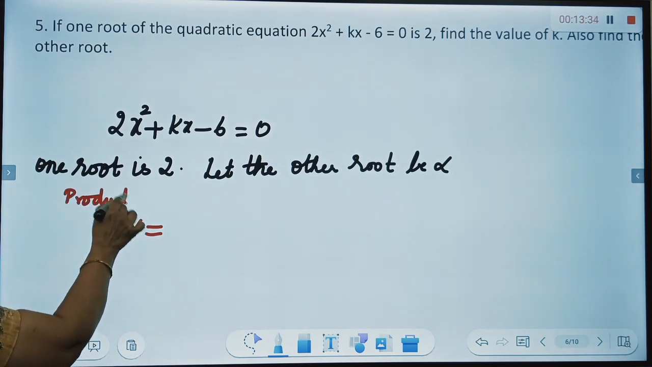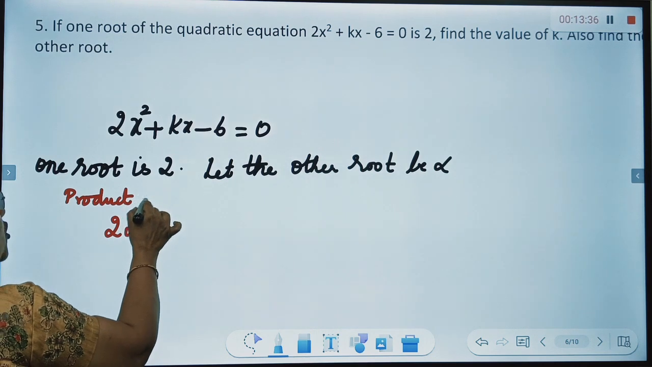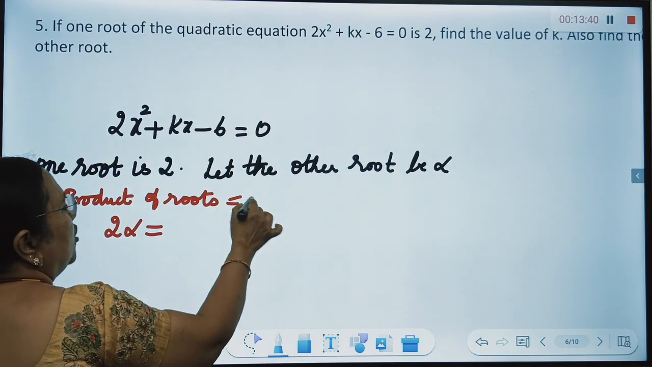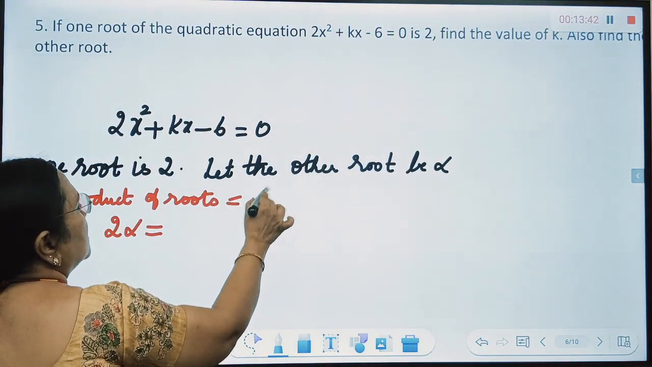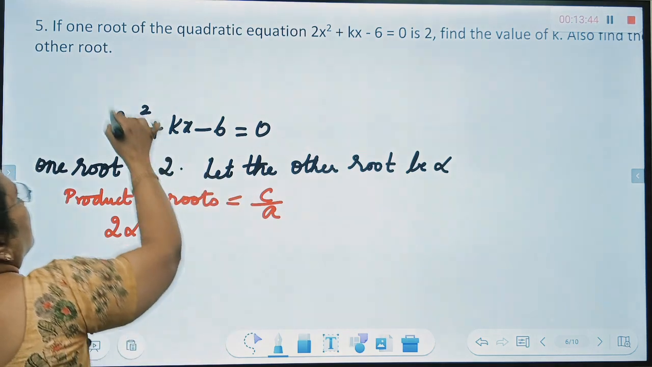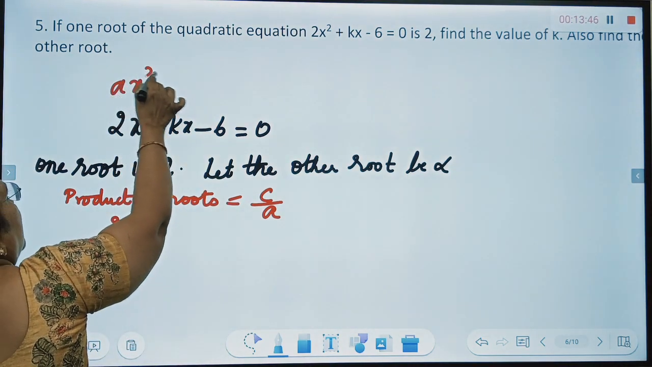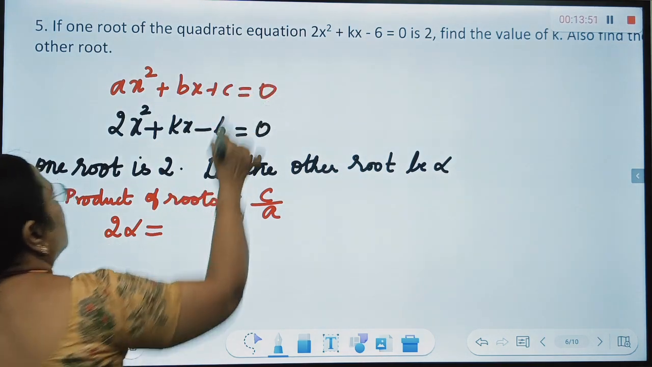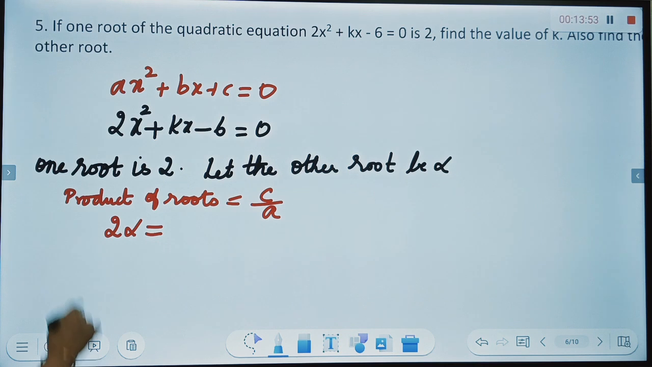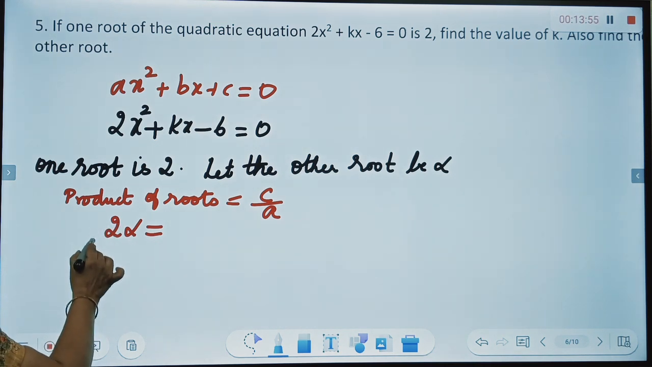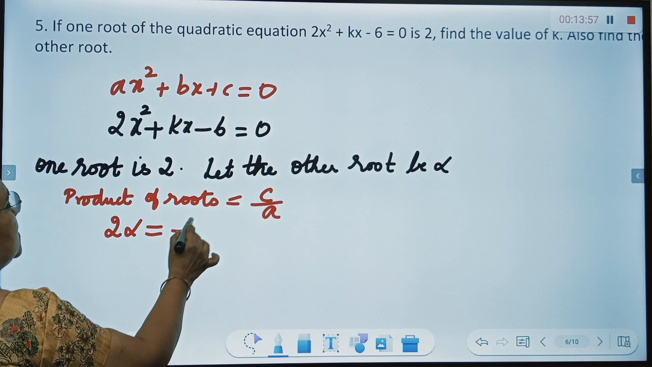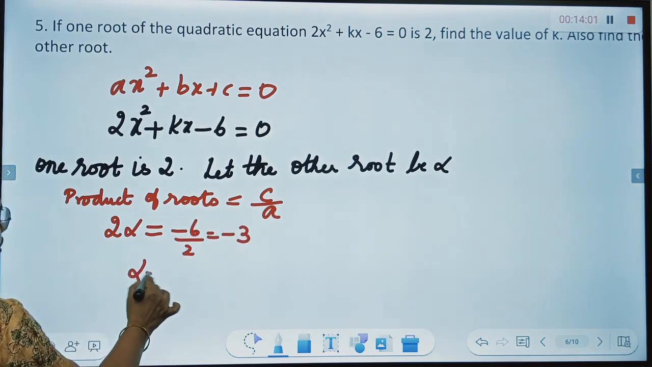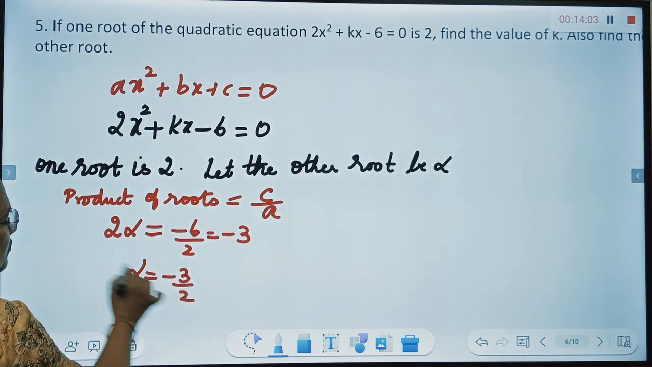You know, when you have studied the chapter on polynomials, product of roots for a quadratic polynomial is always given by c by a. Comparing this with ax square plus bx plus c equal to 0. Now, one root is 2, the other root is alpha. So, 2 alpha is minus 6 by 2, which is minus 3. So, alpha equal to minus 3 by 2.